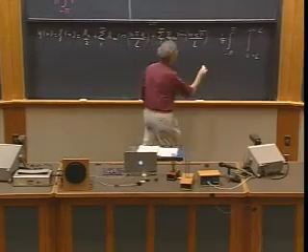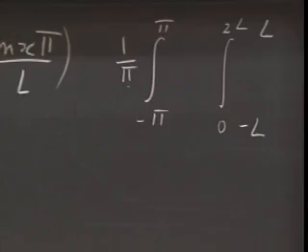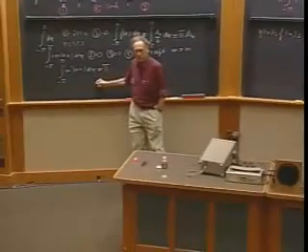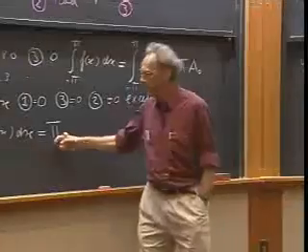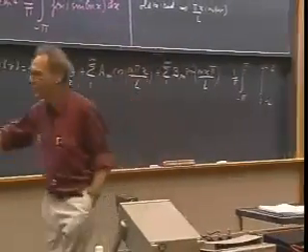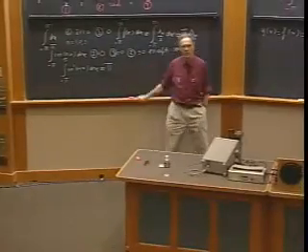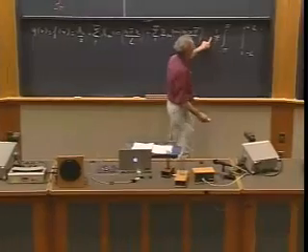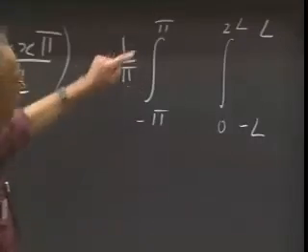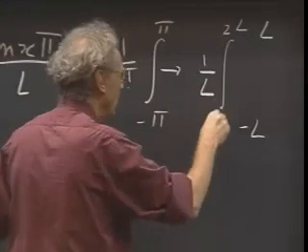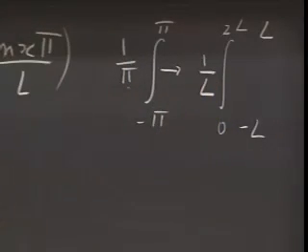But I also have to change this 1 over pi, which we have in front here, because that was the result of this integral. If you do the integral in radians, you would have found pi, but now you would find L. This is half the period, and half the period of our function is L. So this 1 over pi, from minus pi to plus pi, must now be changed into 1 divided by L, integral 0 to 2L.